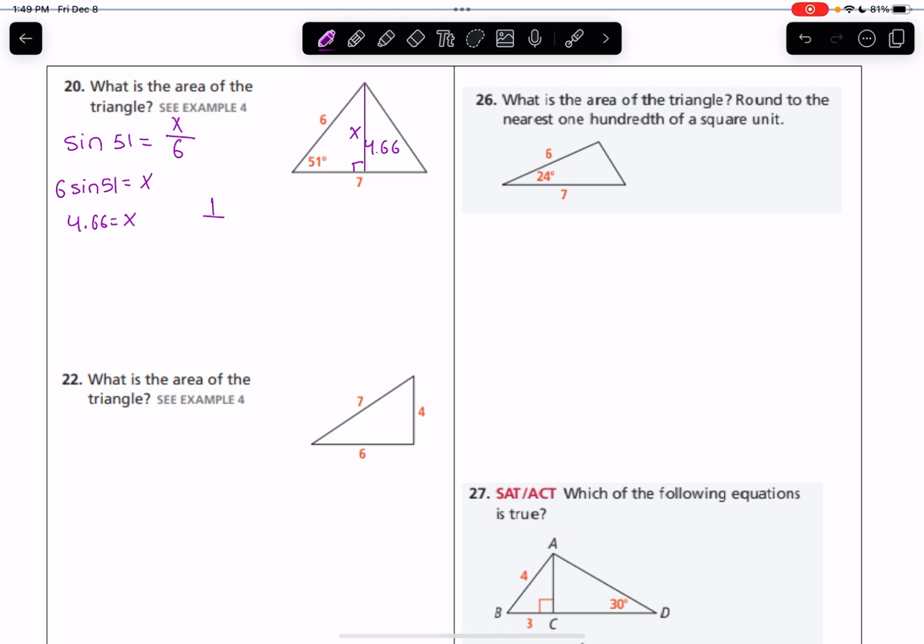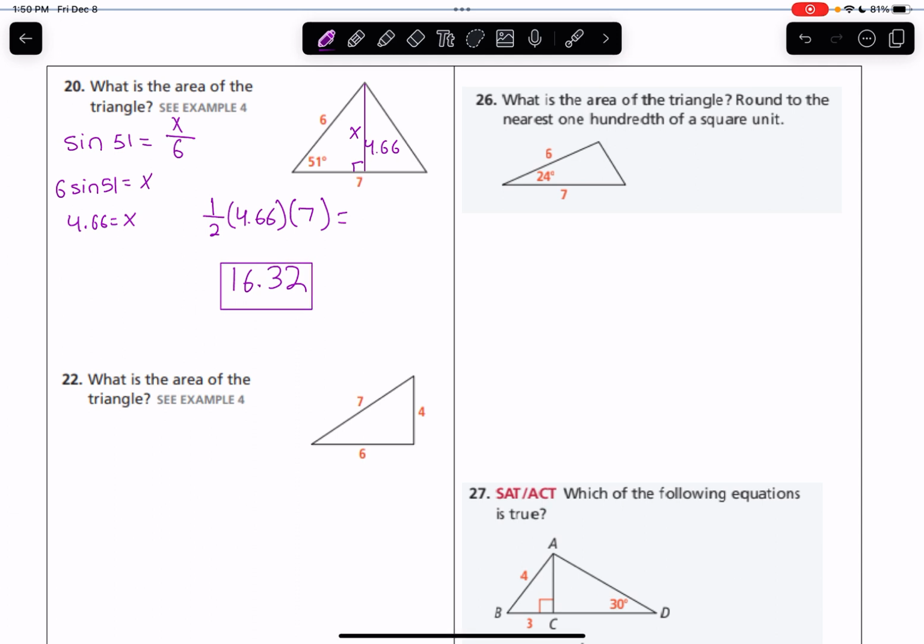So to find the area, I'll do 1/2 base times height. So 1/2 of 4.66 times the base, which is 7. And that is going to give me 16.32 as the area of the triangle.